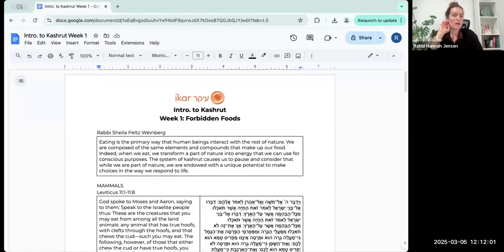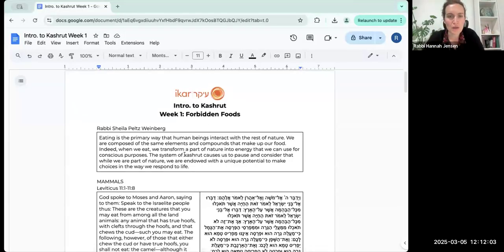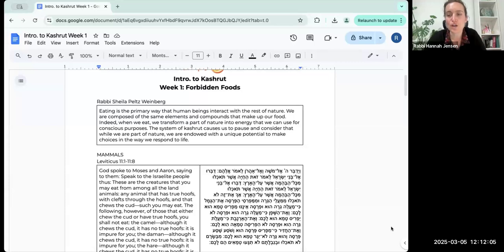Please stay on the page that we are on. I know it's very tempting not to do that, but let's do that. Just let's try it out, as an adventure. Okay, so we are going to start with this quote from Rabbi Sheila Peltz Weinberg that I think also is a great frame for what we are going to be doing together. Can someone just jump off mute and read this for us?